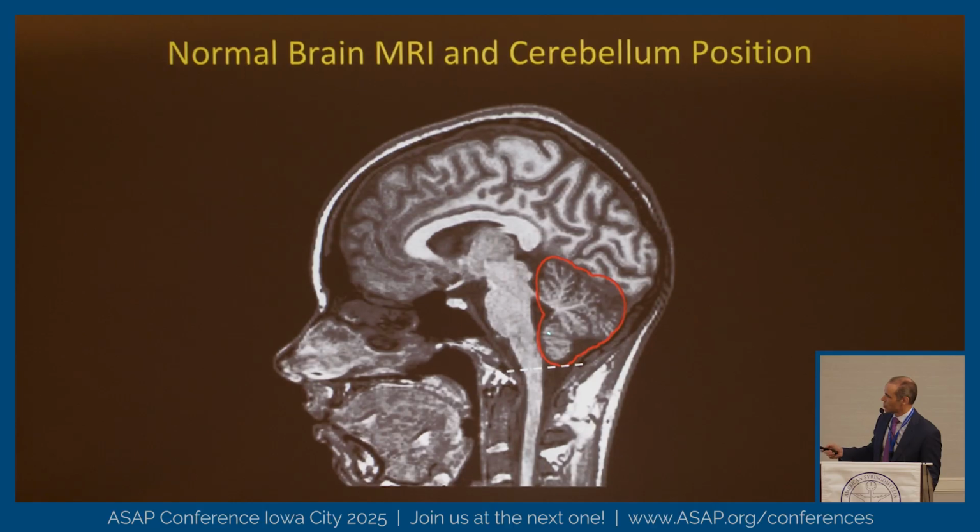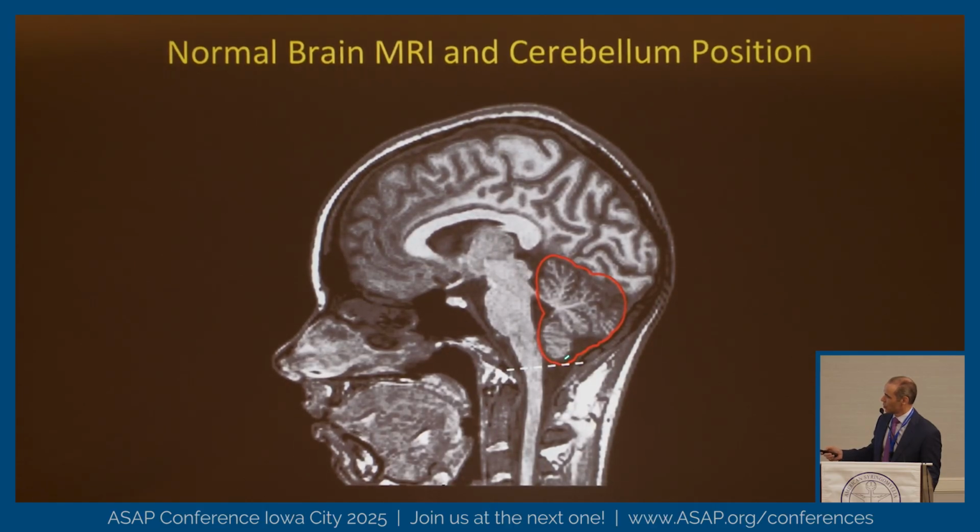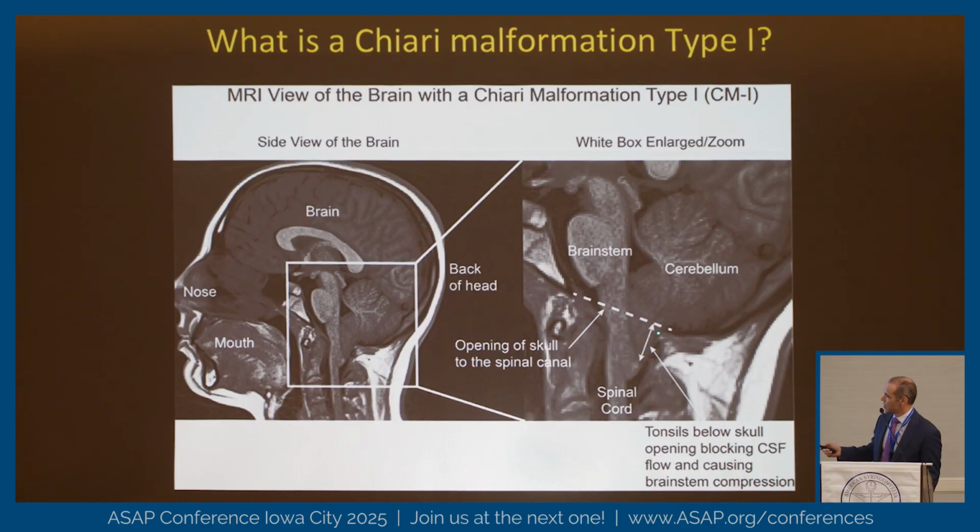You can see the difference right here. All this black here is CSF in this picture. You can see all the normal fluid around here, and the tonsils of the cerebellum are rounded. You can see here they're pointed, and they go down and kind of plug this whole channel.